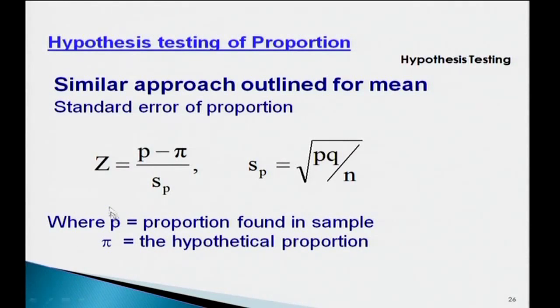Z-cal will be sample proportion minus population proportion divided by the standard error of proportion, and standard error of proportion, you remember, was the root of PQ by N. If population proportions are given, we will be using those population proportions here. If population proportions are not given, then you can substitute sample proportions, right.